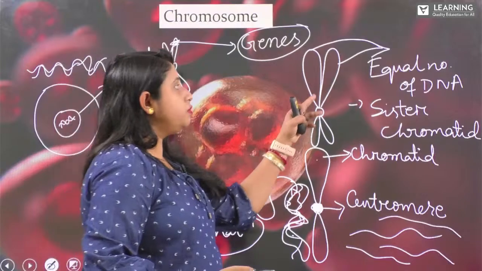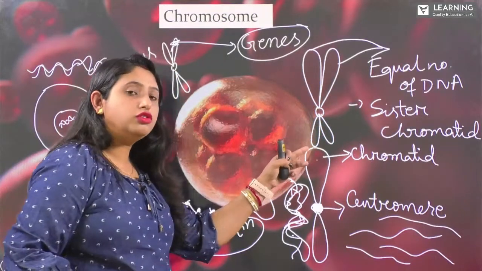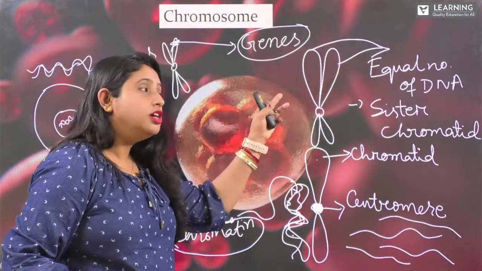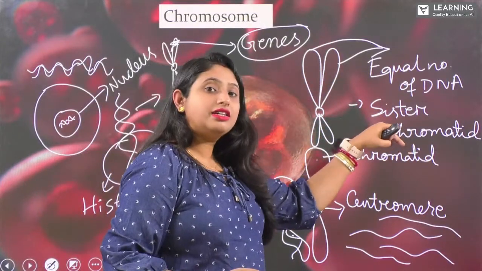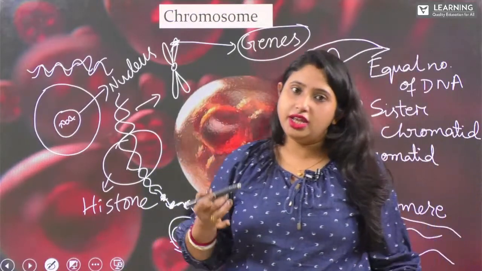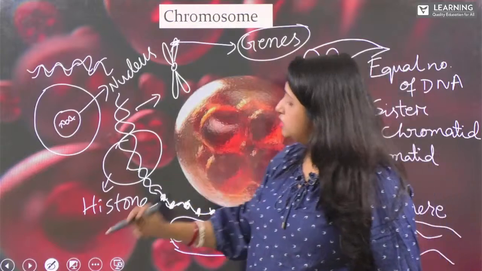So when the chromosome replicates, as you can see, a pair of chromatids is formed here, right? These chromatids are known as sister chromatids, and they contain an equal amount of DNA. Clear? So this is about the chromosome.